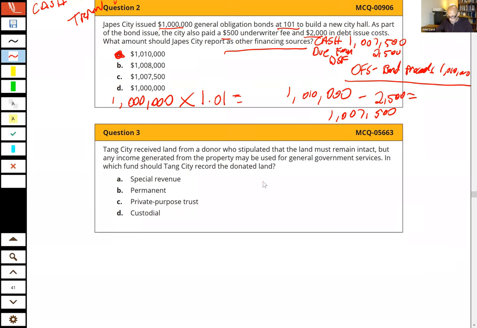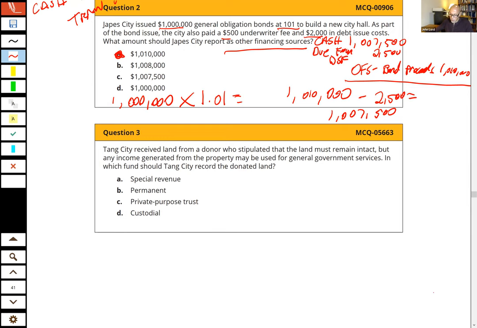Okay, guys, I'm going to go ahead and end this poll a little sooner since it was just a matter of reading this question and seeing which fund you think this activity would account for. And since they're maintaining that principle indefinitely, although in this case the principle is land, that would appropriately be accounted for in the permanent fund. So most of us got that right.